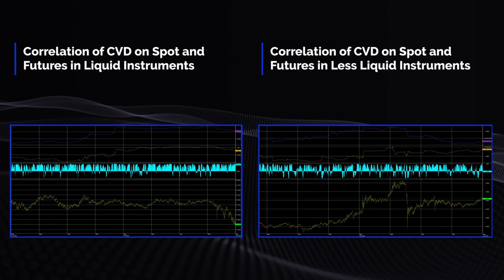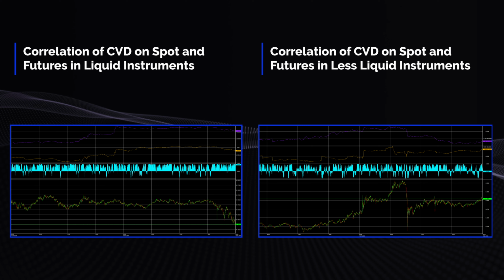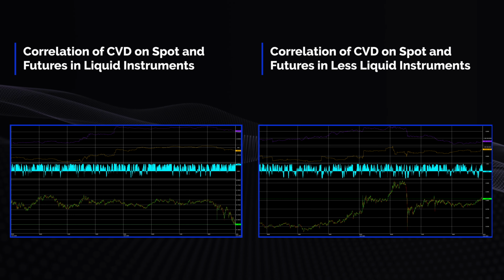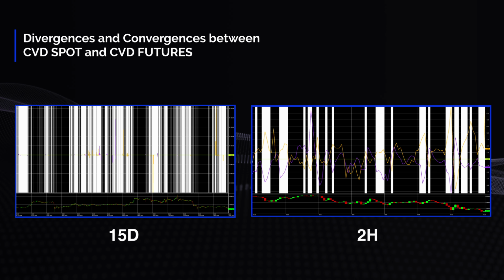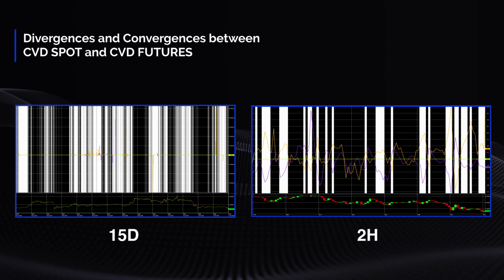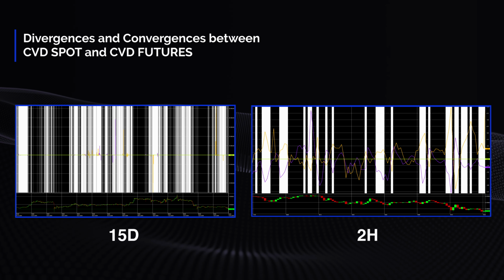On Bitcoin, Ether, and the top liquid instruments, the correlation will be quite high. Imbalances or discrepancies, the same divergences and convergences relative to CVD spot and futures, are likely to highlight interesting points or patterns for us. But this is a matter for other research, which could give us quite a bit of hidden information from uninformed traders. Let's stop here for now.